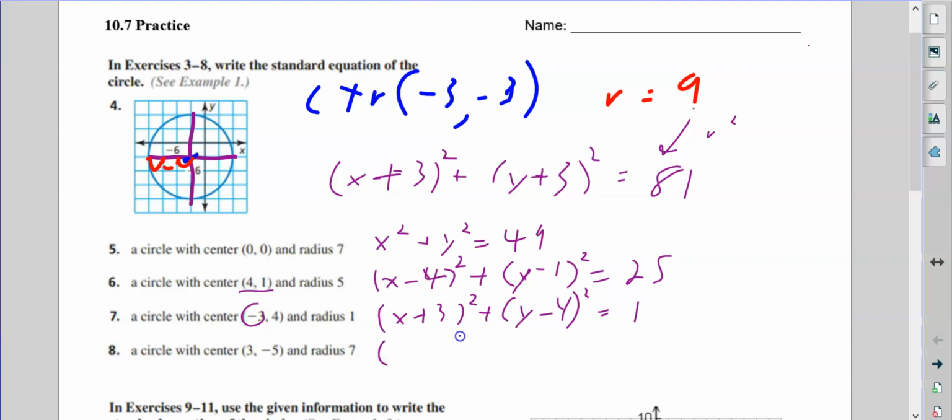And then in this last one, we have x minus 3 and y minus a -5, which becomes plus 5, and then 7 squared, which is 49.